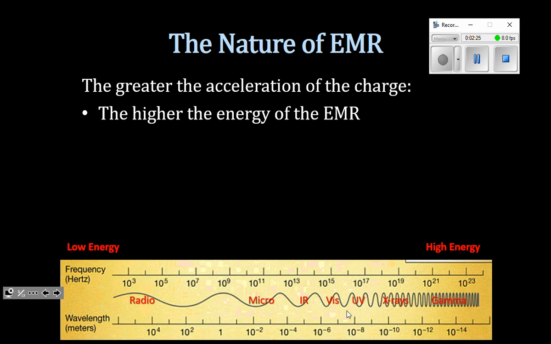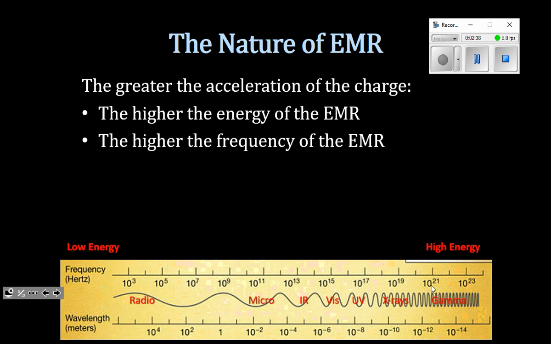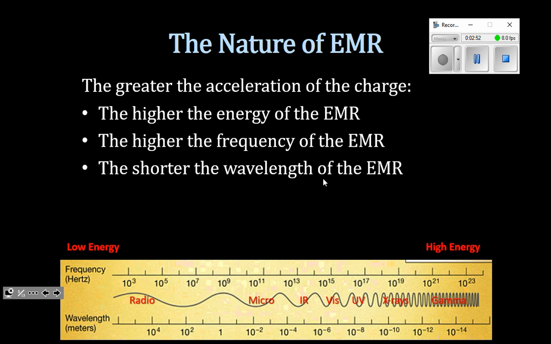Again, if we've got radio all the way to gamma here: radio, micro, infrared, visible, ultraviolet, X-rays, and gamma, the ones that are high energy have a greater degree of acceleration. Also, when there's higher energy, there's higher frequency. So here's the frequency, 10 to the 23rd, as opposed to 10 to the 3 down at the longer wave end. And again, higher acceleration means shorter wavelength.